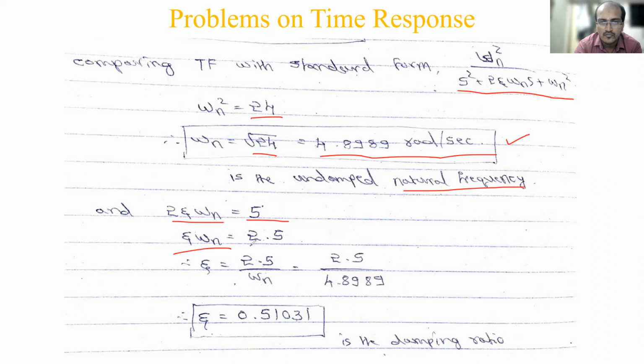So 5 by 2 is 2.5. So then what is zeta? We have to calculate zeta here. So it is 2.5 by omega n. Although in the question they have asked damping ratio first, we need to calculate natural frequency first because only then can we calculate it straight away, right? So now omega n we can substitute here, whatever we calculated, 4.8989. So you'll get zeta equal to 0.51031.